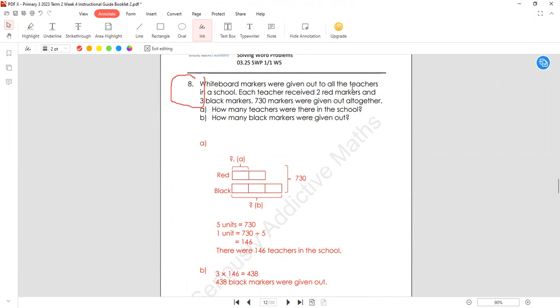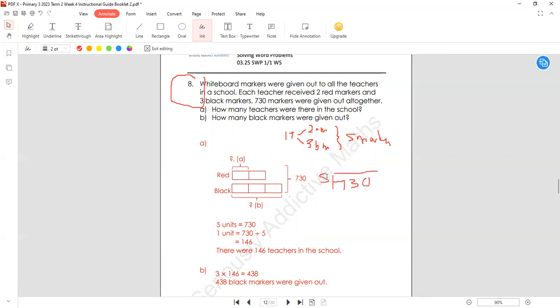So whiteboard markers were given out to all the teachers in the school, and each teacher received 1 red marker and 3 black markers. Right? So one teacher, show them this way, one teacher has got 2 red markers and 3 black markers. So in total, they have 5 markers. So one teacher has 5 markers. Okay, one teacher has 5 markers. So total there are 730, right? Then it'll be 730 divided by 5.